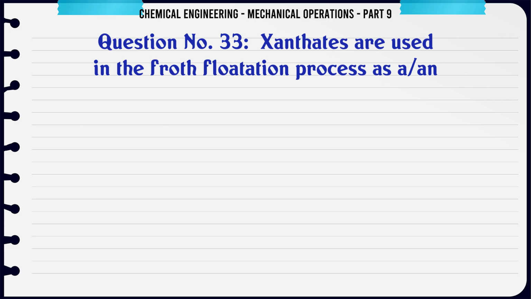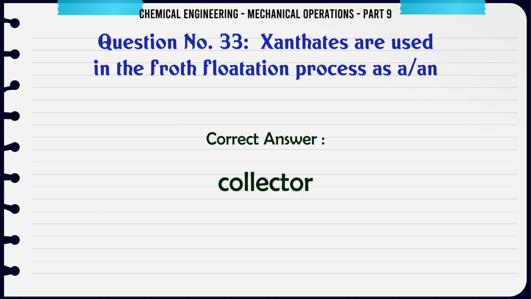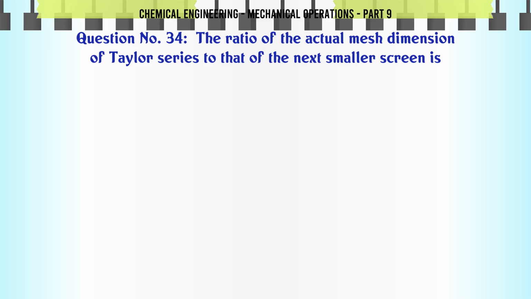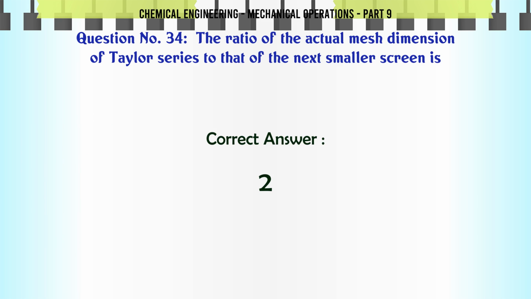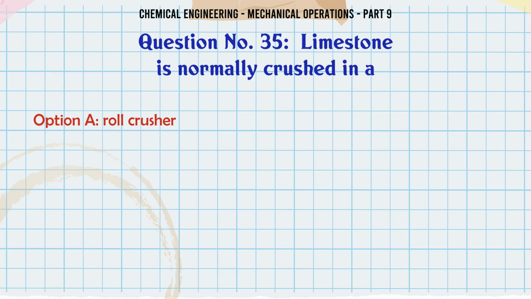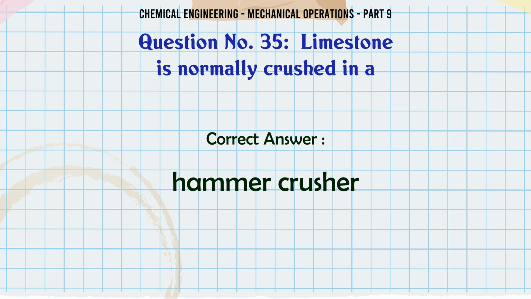Xanthates are used in the froth flotation process as A. Conditioner. B. Frother. C. Collector. D. Activator. The correct answer is collector. The ratio of the actual mesh dimension of Taylor series to that of the next smaller screen is A. 2, B. √2, C. 1.5, D. 3. The correct answer is √2. Limestone is normally crushed in A. Roll crusher, B. Hammer crusher, C. Ball mill, D. Tube mill. The correct answer is hammer crusher.